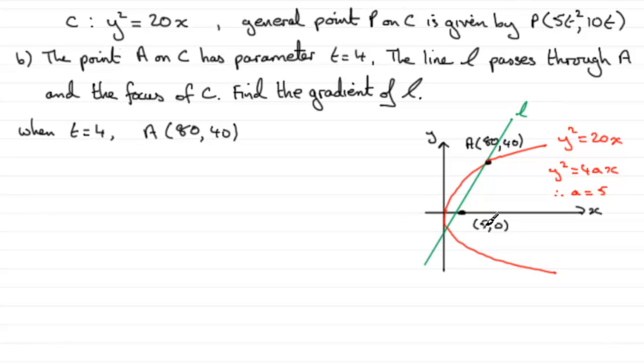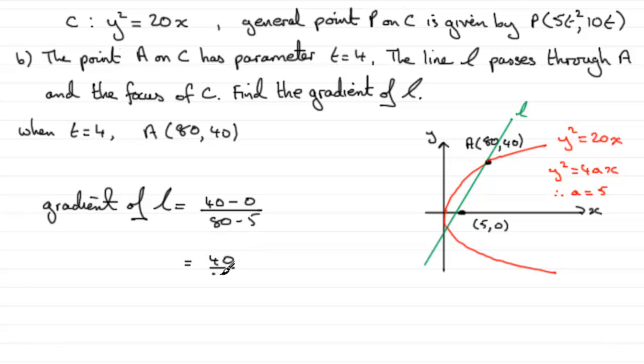And to get the gradient then, very easy. All we've got to do is difference in the y coordinates divided by the difference in the x coordinates. So we therefore have the gradient of L equals 40 minus 0, difference in the y coordinates, divided by the difference in the x coordinates, 80 minus 5. And if you do that, you end up with 40 divided by 75, and when cancelled, that comes out as 8/15. And there's your answer. Okay?